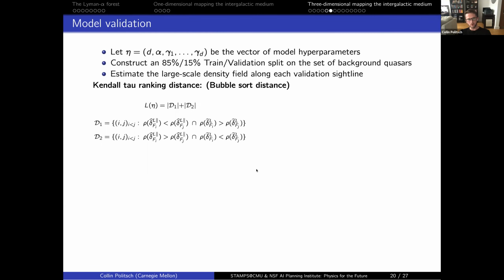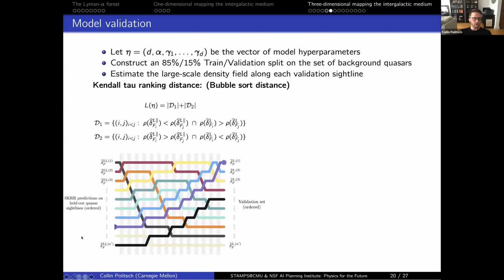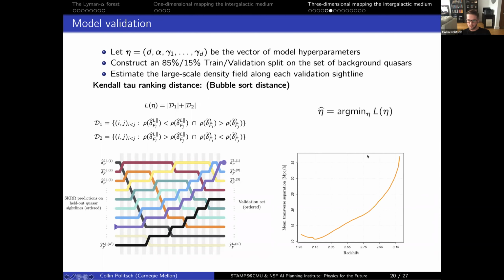And so effectively what we're doing here is we get our 3-dimensional map predictions for each value of the hyperparameter vector. And then on the right side here, we have the validation set degraded to the resolution of the transverse separation. And we count the number of pairwise swaps that the bubble sort algorithm makes in order to get the ordering of these held out quasar spectra. Overall, for a large number of hyperparameter vectors, we take the minimizer of that loss function.